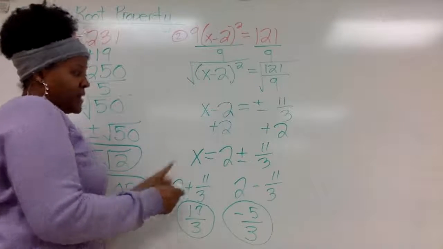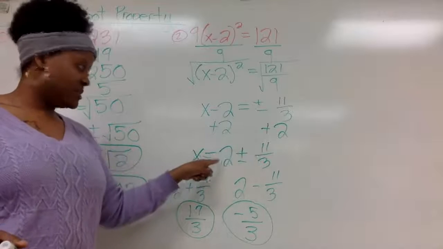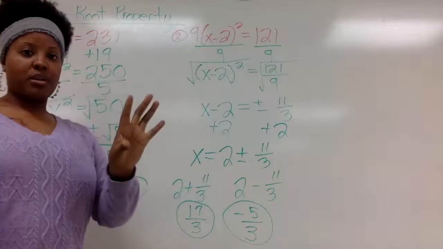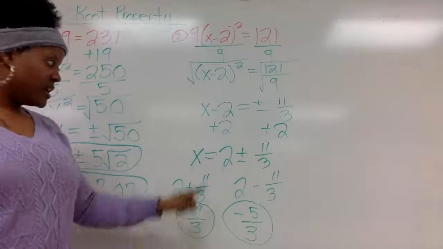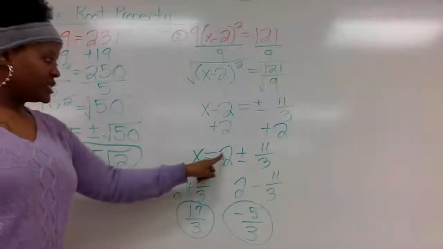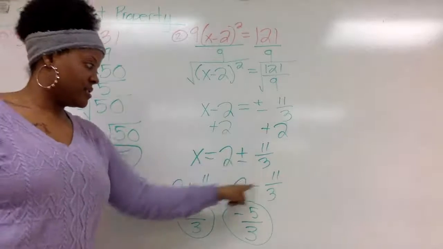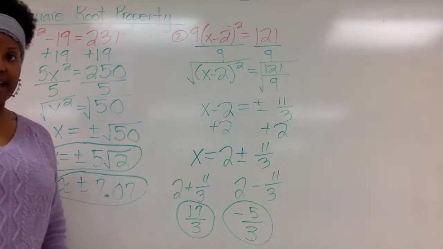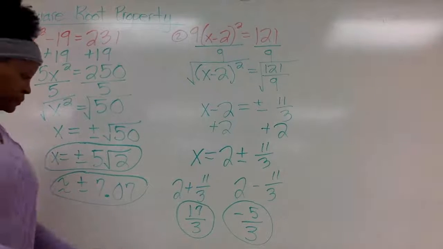Now, from this step, you could leave it like this. There's nothing wrong with that, 2 plus or minus 11 thirds. But since they're both numbers that we're working with, let's get our final answer. So 2 plus 11 thirds and 2 minus 11 thirds. And then either get a common denominator or stick it in your calculator and get your final answer.